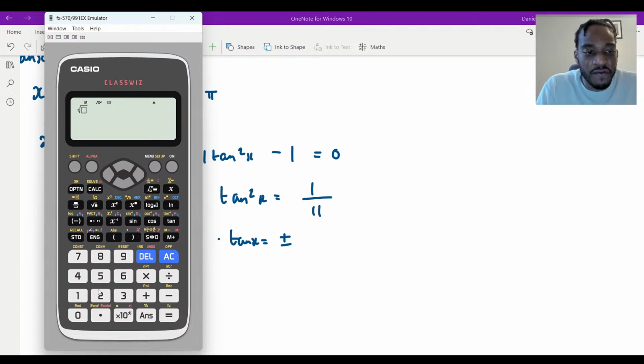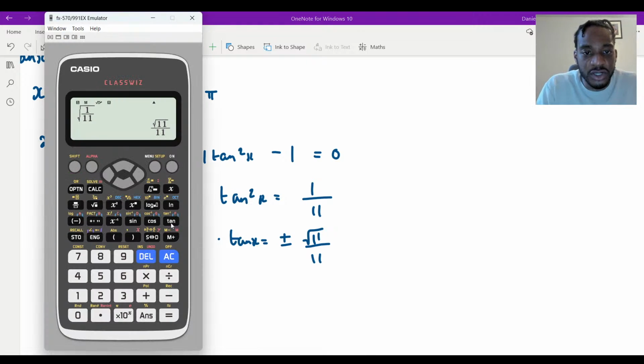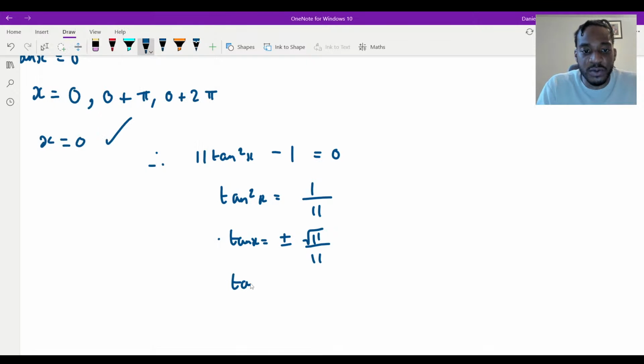Square root of 1 over 11 equals root 11 over 11. So it's going to be plus or minus root 11 over 11. And I'm going to take the tan inverse now. So the first one is, I'll just write it so it's clear, tan x is equal to root 11 over 11.